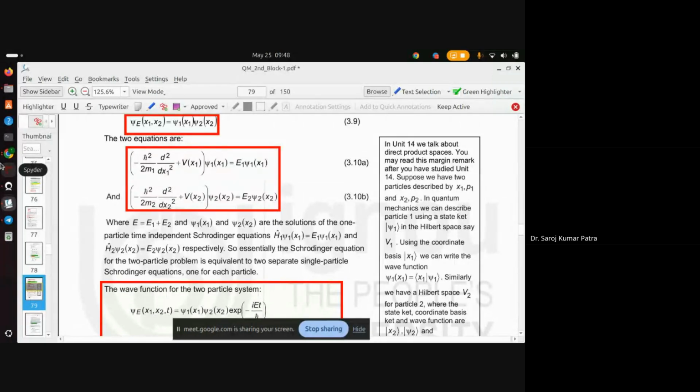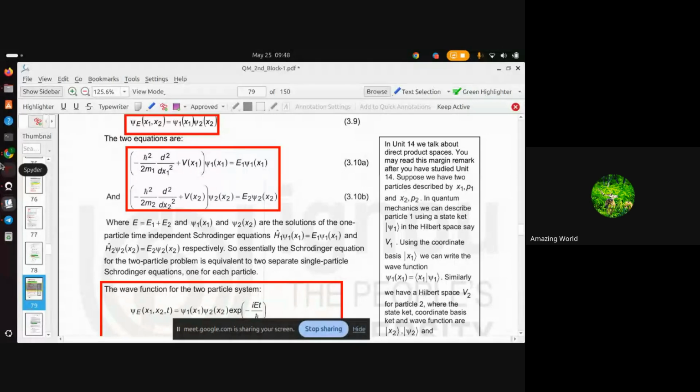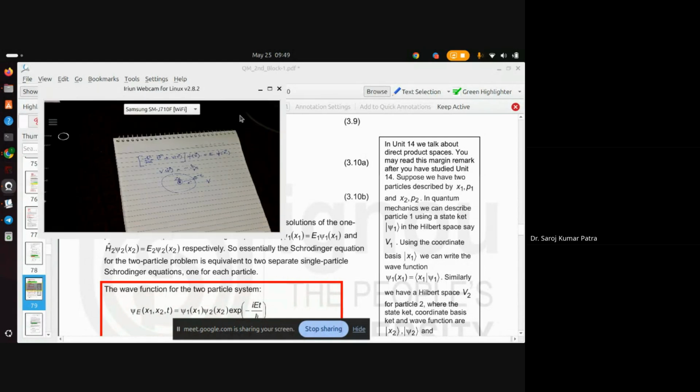Sir, what will the potential be, sir, minus? Screen not visible, sir. What you are writing is not visible. Oh, sorry. Let me. Okay, thank you. Visible now? Yes, sir, visible.